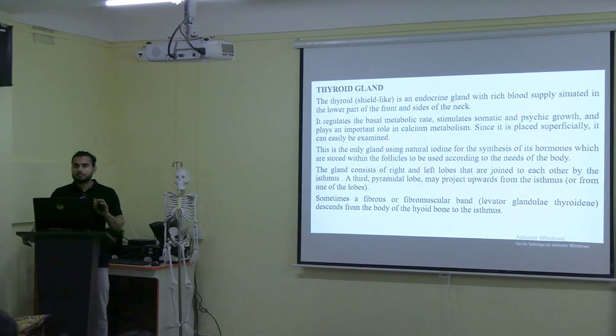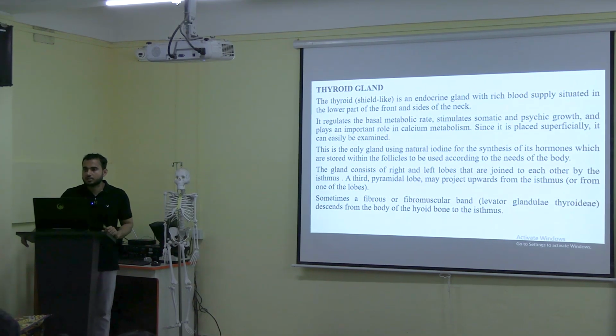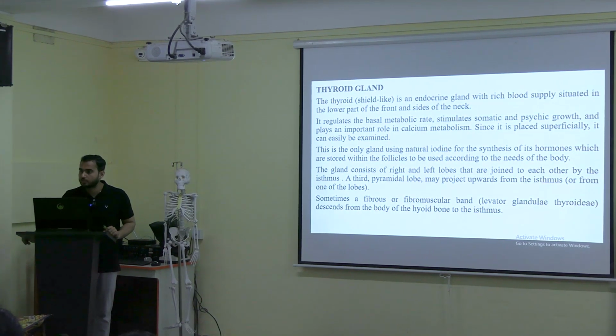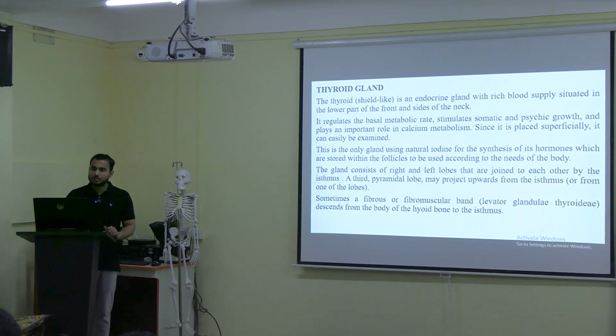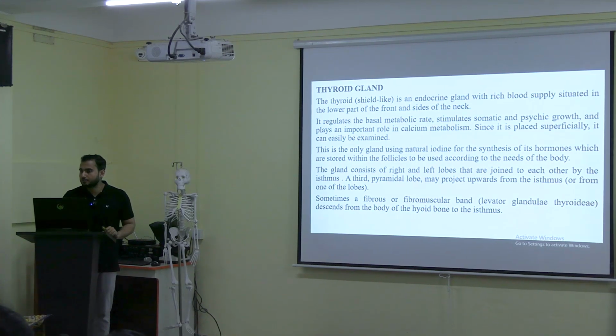Next, there are some peculiarities of the thyroid gland that you have to know. First of all, the thyroid gland is the largest endocrine gland of our body. Among all the endocrine glands, thyroid is the largest endocrine gland of our body.